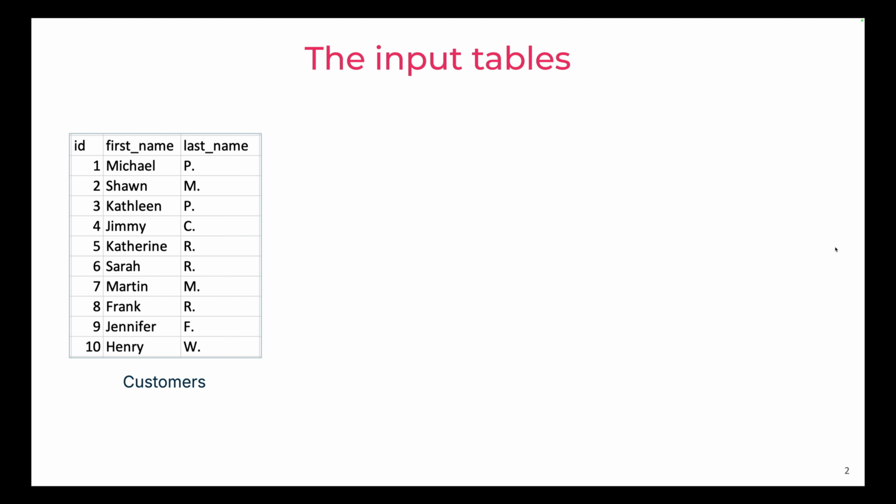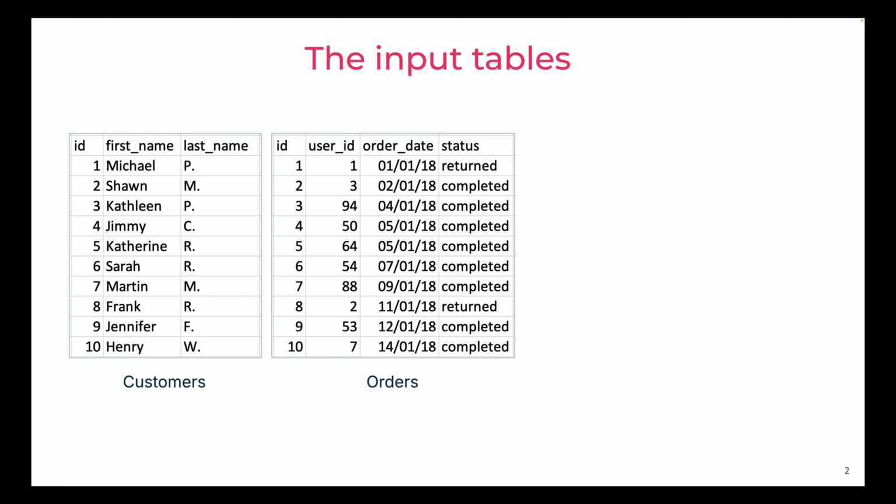Let's start by looking at the transactional data for this transformation project. First is that we have the customers table. So we have the ID, the first name and the last name. It's a pretty simple table. Then we have the order details where we have the order ID, which user placed the order, the date of the order and the status.